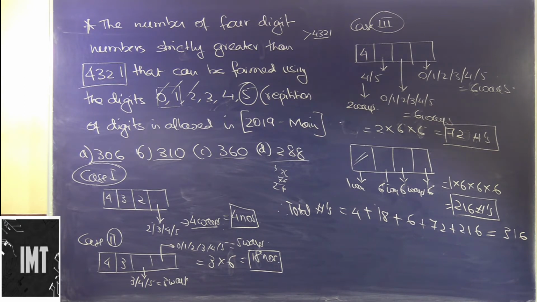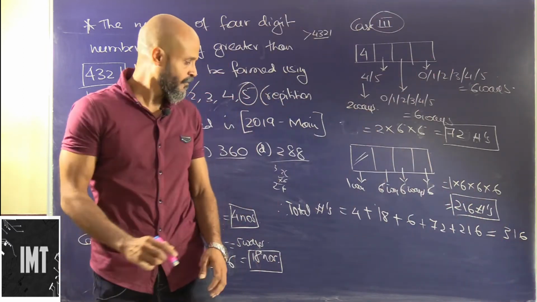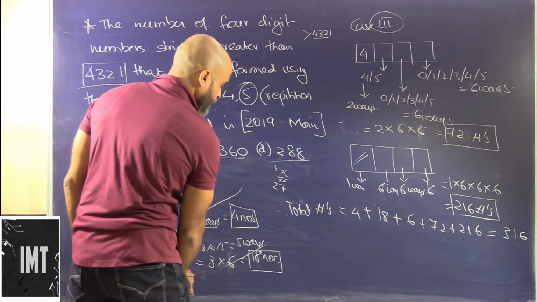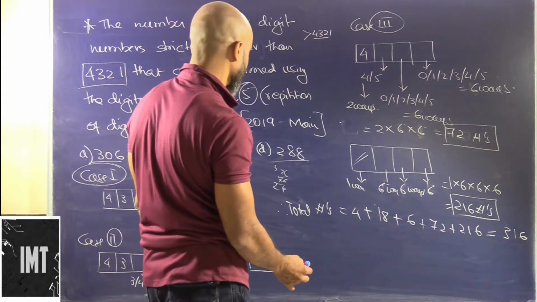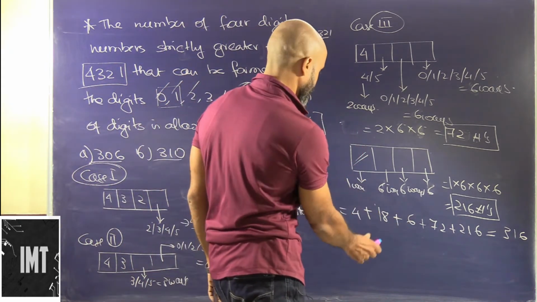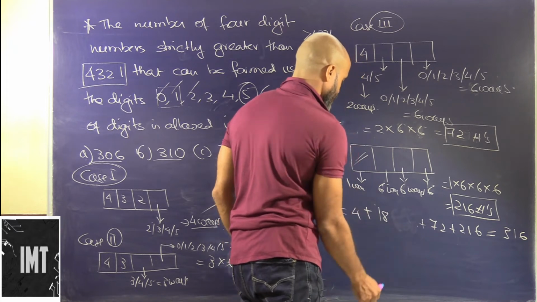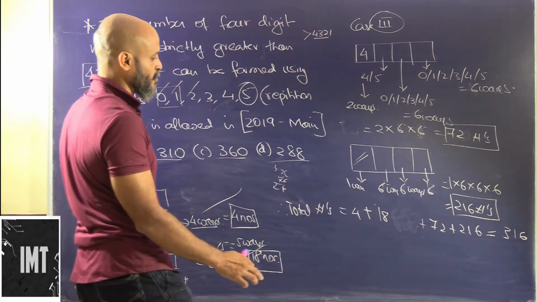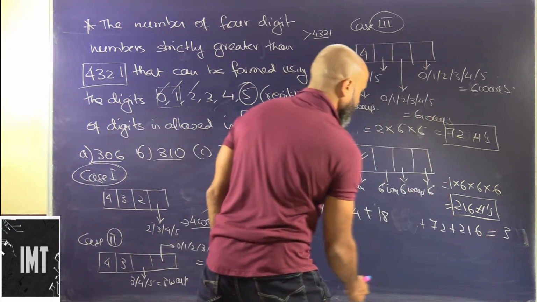Some addition problems have happened. We have 4 numbers here. We have 18 numbers here. The options are all the same. Oh, why am I adding this 6? I am so sorry. So 4, 18, 72 and 216. Yes, now we might get the answer.